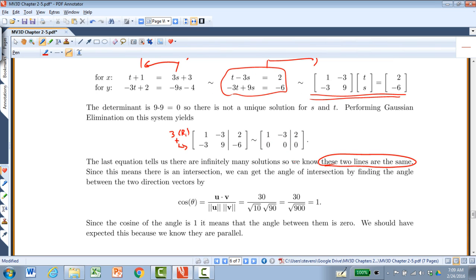Okay, so since we knew they intersect, we can actually find the angle of intersection, and it should come as no surprise that this angle is going to be 0 because they are the same line, right? So to do that, if we have two lines, let's suppose they're not the same line in this case, then with direction vectors v1 and v2, the angle between the two lines is the same as the angle between the two direction vectors. So that's what we're getting at here.